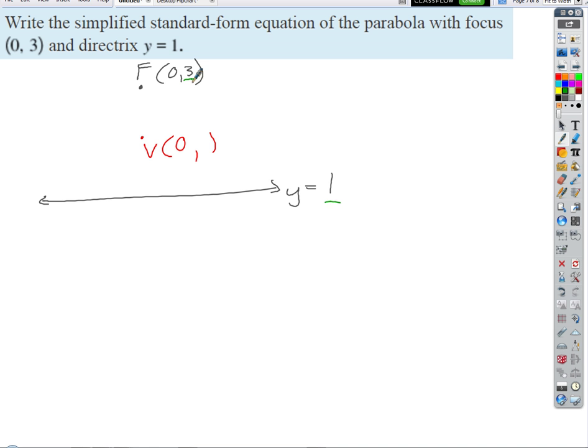2, because it's going to be the average of these y coordinates. It's going to be halfway in between y equals 3 and y equals 1. 3 plus 1 is 4, divided by 2 is 2, right? So there's my vertex. So those are the values of h and k. And then p is the vector starting where and ending where? Good, V to F. Perfect. Vertex to focus. And so what's p equal to?